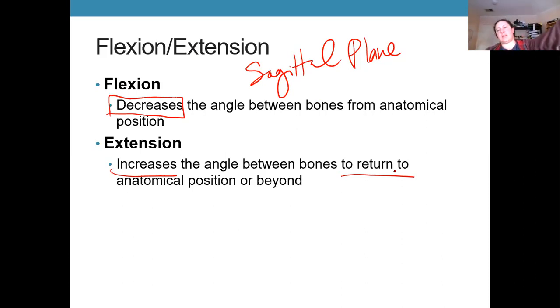Your elbow is a really good example. It's fully extended in the anatomical position. You can flex out of that, and then you can extend back, but you can't extra extend at your elbow. It does not do that.